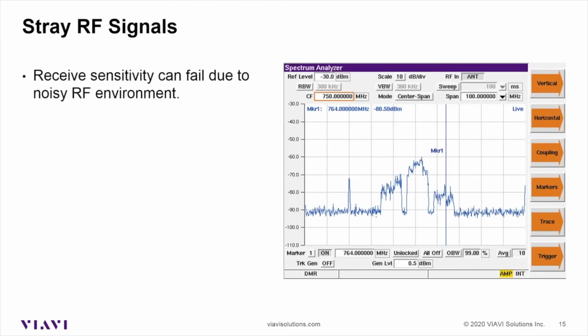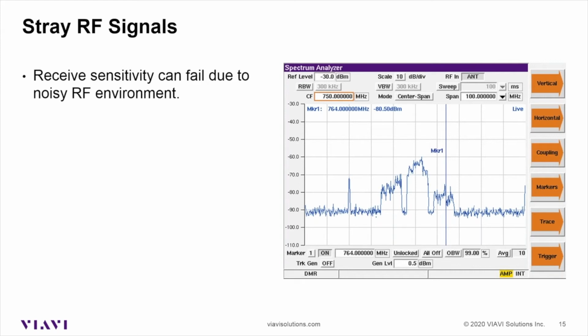So when we test receive sensitivity, we're sending this radio a very low level. When we talk about receive sensitivity, a lot of times we're talking about negative 116 dBm. Some radios test at negative 121. So we're talking about a real small level. And while we are direct connected to the antenna port of that radio, the radio could have leakage.